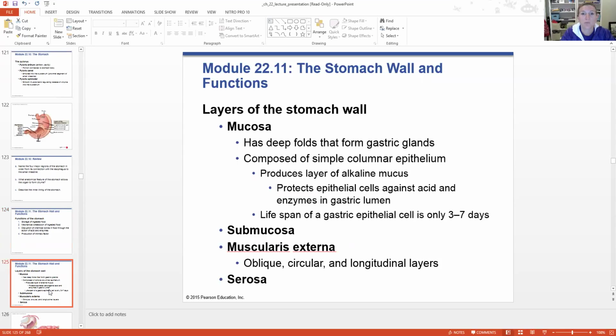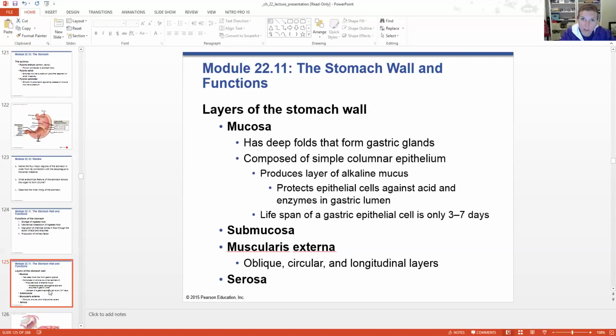So let's talk about how our stomach wall is put together. First of all, we have the mucosal lining. All areas of our digestive tract have these major parts to them: mucosa, submucosa, muscularis externa, serosa. So how is the composition of the stomach different from these other areas? The mucosa in the stomach has very deep folds. These deep folds form a structure called a gastric gland. It's basically like a pit in the stomach lining.